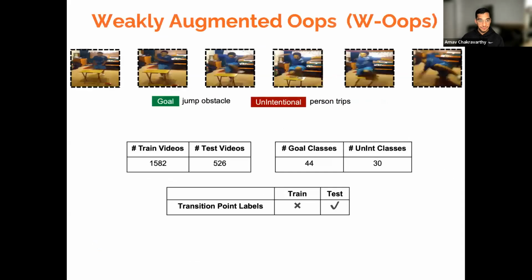unintentional videos. We introduced a new augmented dataset called Weakly Augmented OOPS, since it is built on the original OOPS dataset. It contains well-defined classes, 44 goal-directed and 30 unintentional classes. There are no transition points provided during training, but only during testing for validating our approach.